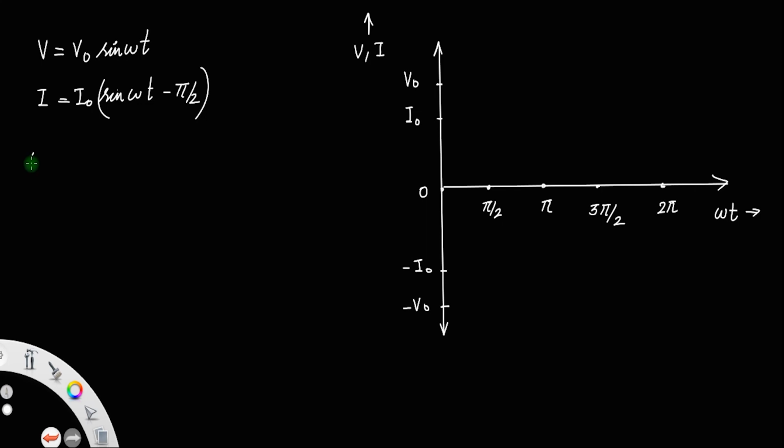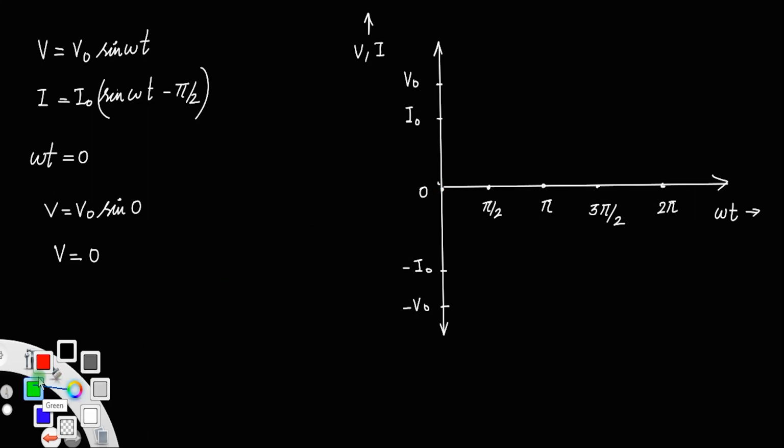Now when omega t is equal to 0, which means sine omega t is 0, V is equal to 0. Or you can write V equal to V0 sine 0. Sine 0 is 0, so V equal to 0. That is, when omega t is 0, voltage is 0. Let's mark voltage with the green color.